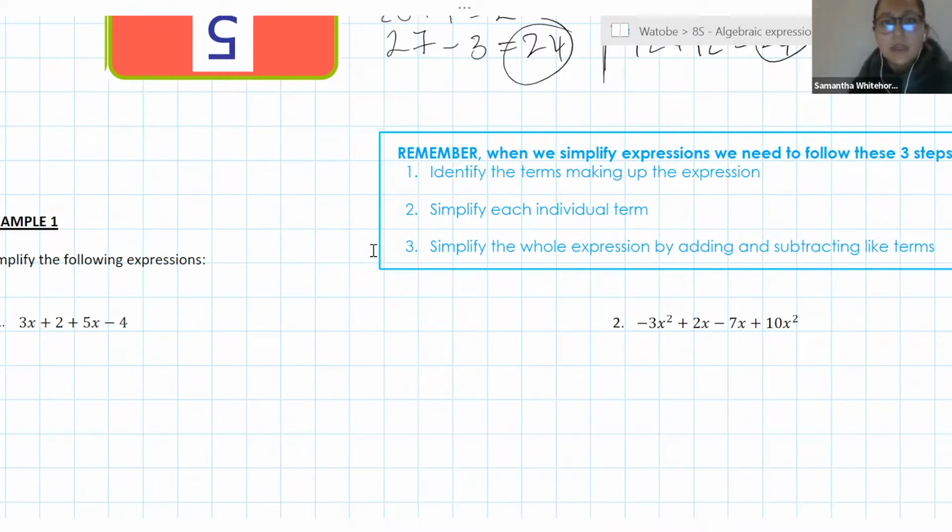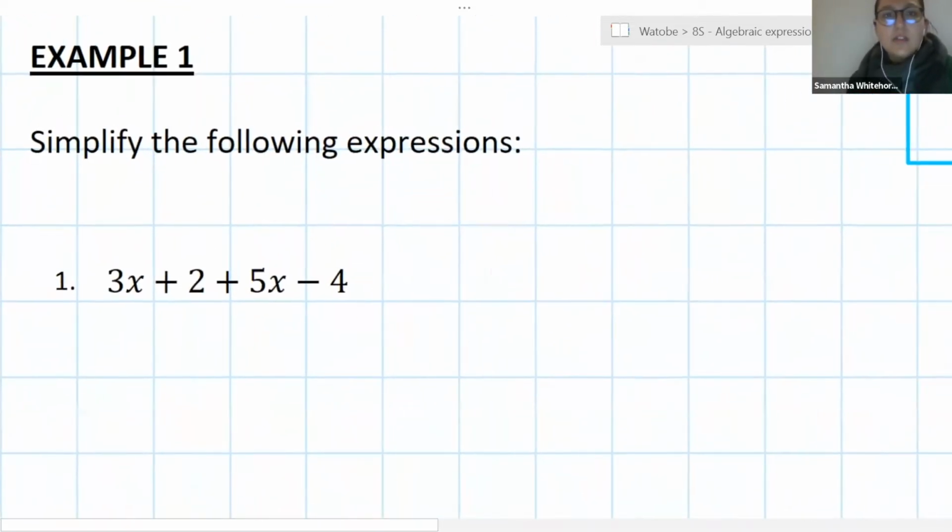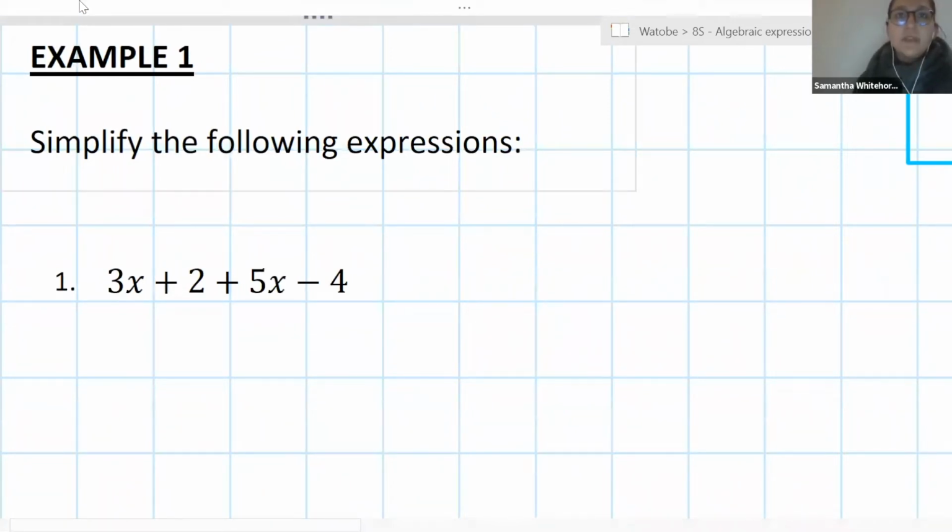Okay, so I'm going to have a look at these questions. We're going to start off nice and easy. If we have a look at our first one, we've got 3x plus 2 plus 5x plus 4. So if anyone's feeling brave, please raise a hand. Otherwise, you can pop it in the chat. How many terms am I working with in this expression? So how many terms do I have here?